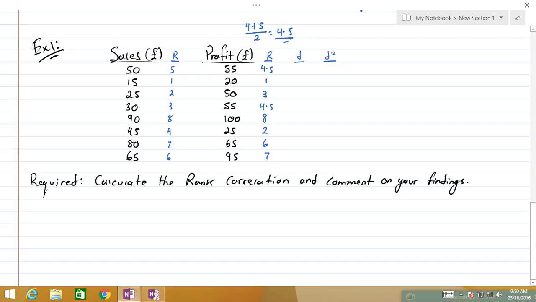Next, find the difference. When I say difference, what you should do? You should minus. You take the first ranking minus the second ranking. For example, 5 minus 4.5. How much you get? 0.5. Then use the calculator for this. Next, negative 1. Then 3 minus 4.5, negative 1.5.